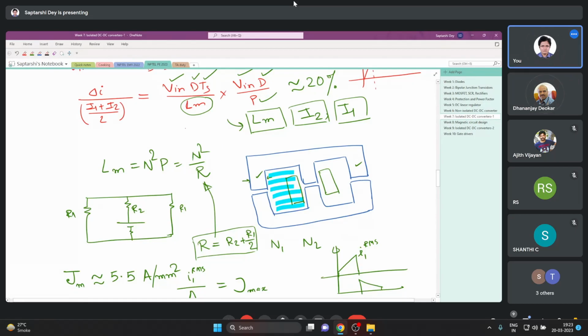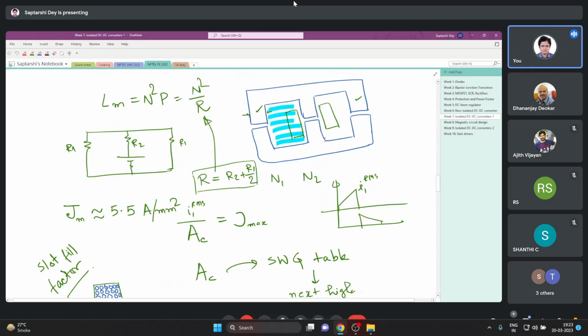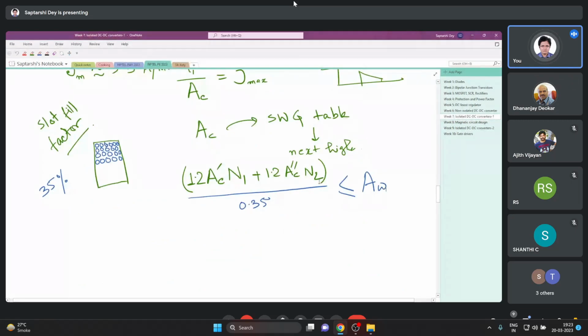So our iterative process was like this. Now you see, there are two contradicting things that come here, like most other designs. One thing is you have to use the smallest possible core. You can go and buy a large core and use it directly. You don't have to worry about window area and all, but your footprint will increase, weight will increase. So we have to use the smallest core and make sure that this condition is satisfied.